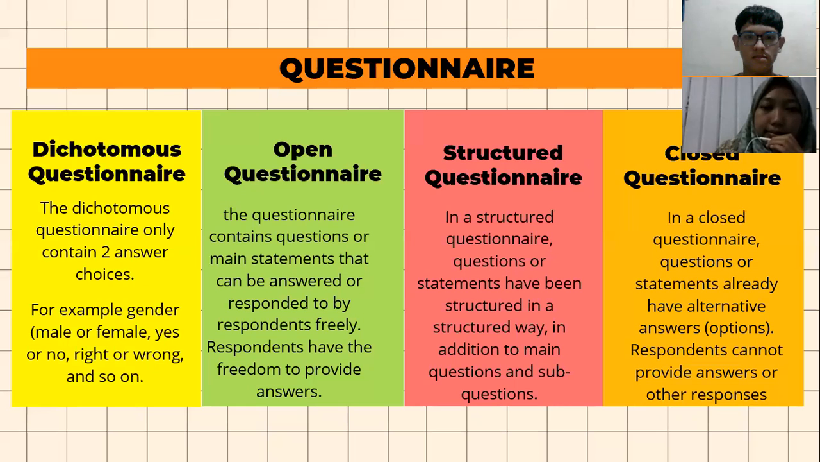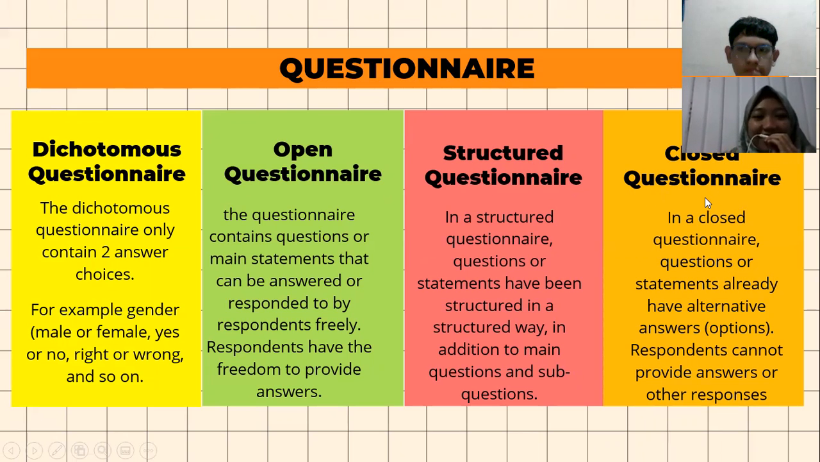Next, questionnaire. The first is dichotomous questionnaires, then open questionnaire, structured questionnaire, and closed questionnaire. The dichotomous questionnaire only contains two answer choices. For example, gender, male or female, yes or no, right or wrong, and so on.